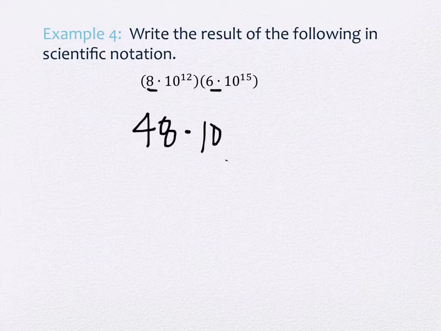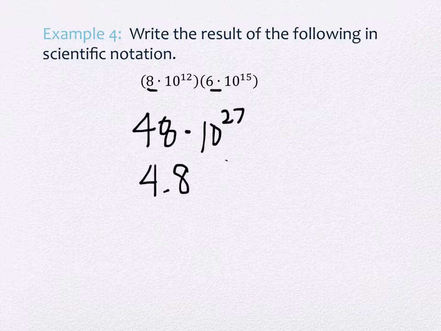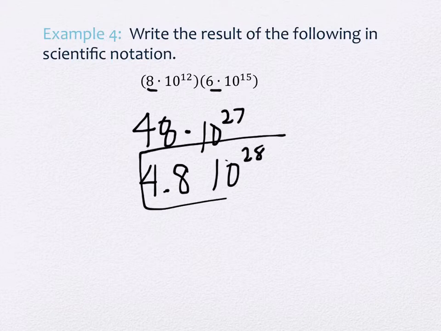All right, we have 12 plus 15. That's 27. This is not quite in scientific notation because it should be 4.8 instead of 48. As you're taking a look at that one, we have changed our fraction into something that is larger than it was before. So that means we will increase our exponent to the 28 positive.